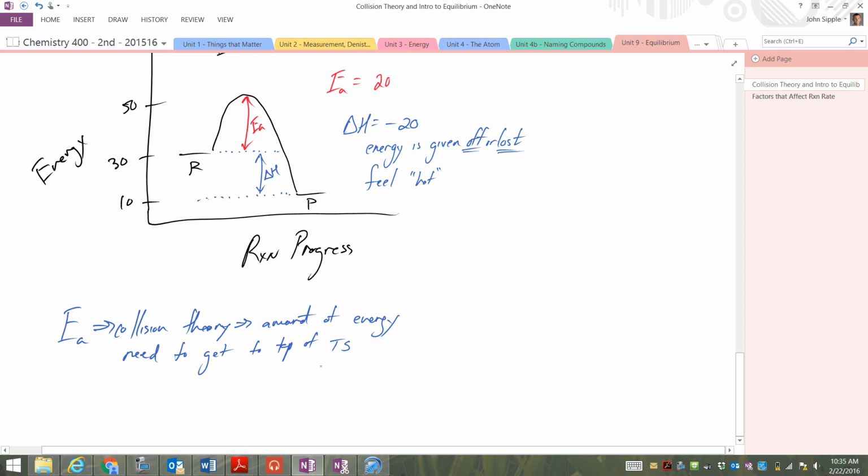Right, to get to the top of that transition state, to get up over the hill. There's a number of different things that are going to affect what's going on here and how we're going to do this. But ultimately, every reaction has some sort of activation energy. Some have more than others, right?